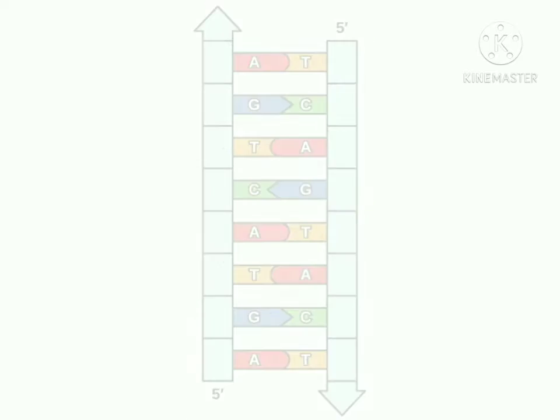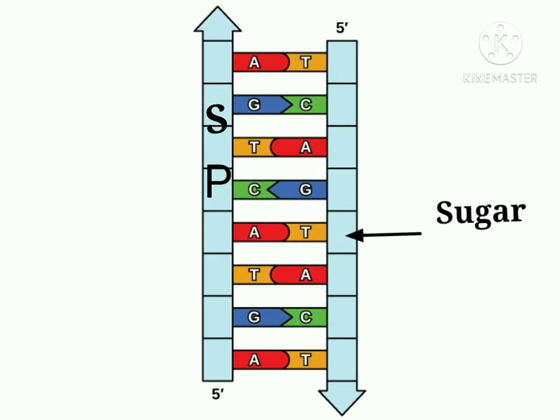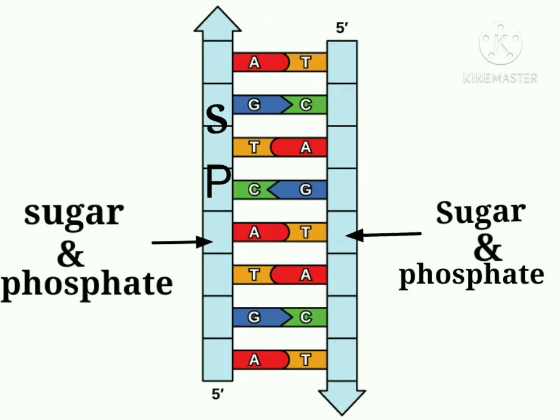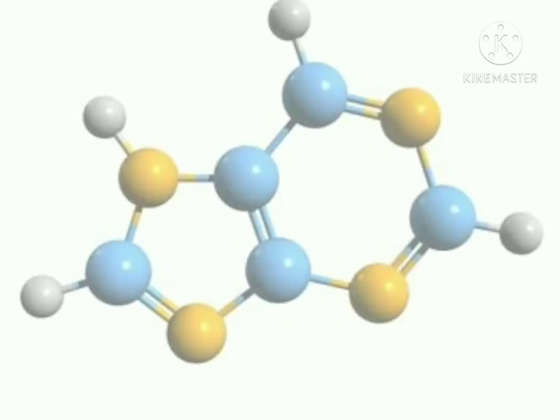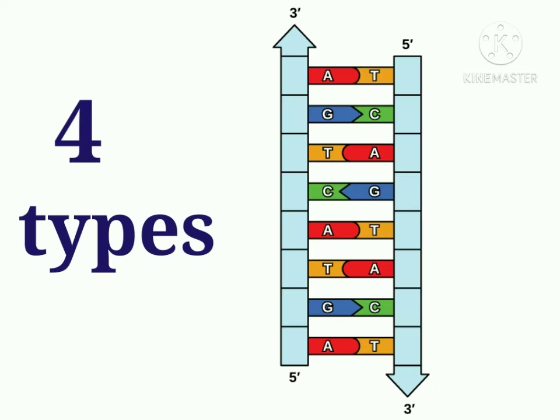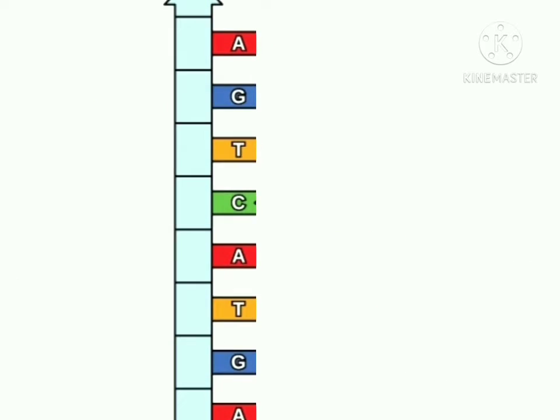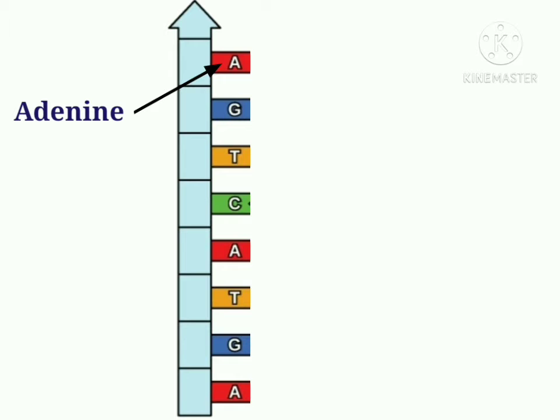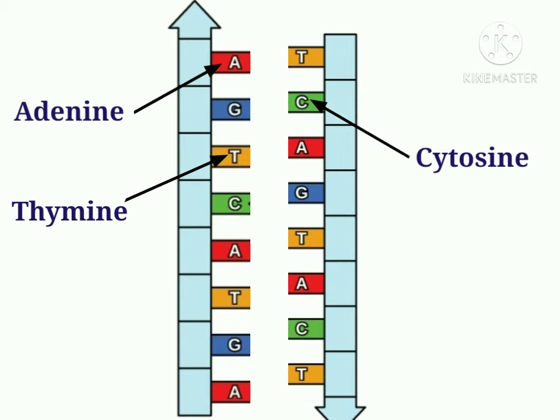How does DNA look like? DNA is like a ladder shape, consisting of a nitrogenous base, sugar, and phosphate group called nucleotides. There are four types of nitrogenous bases present in DNA: A, adenine, that always bonds to T, thymine, and C, cytosine, that bonds to G, guanine. This is called hydrogen bonding.